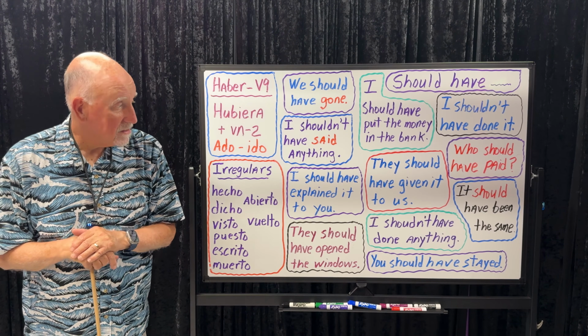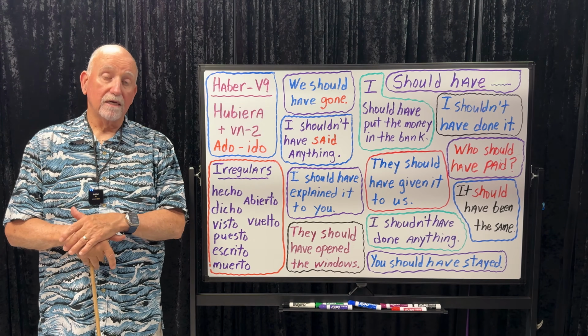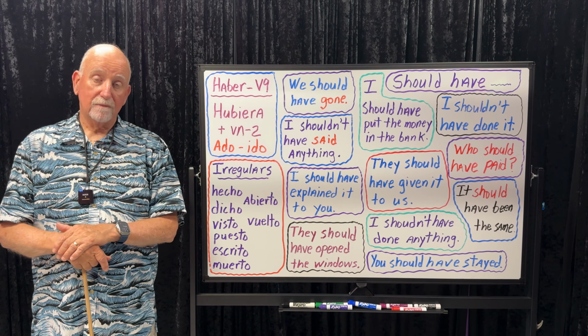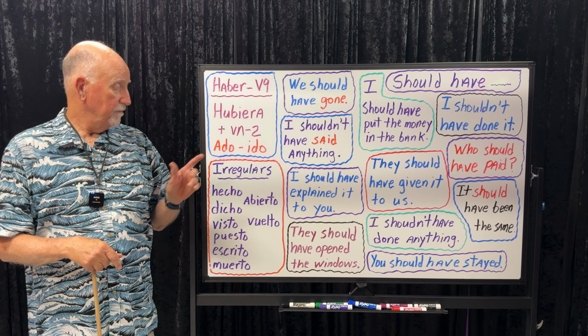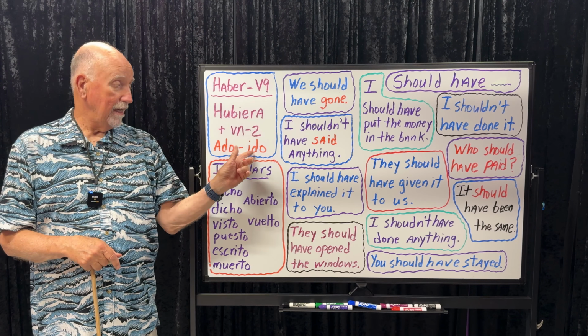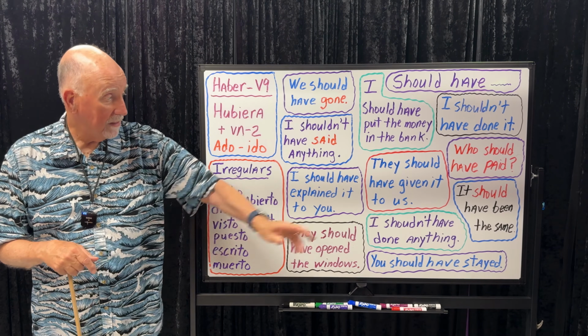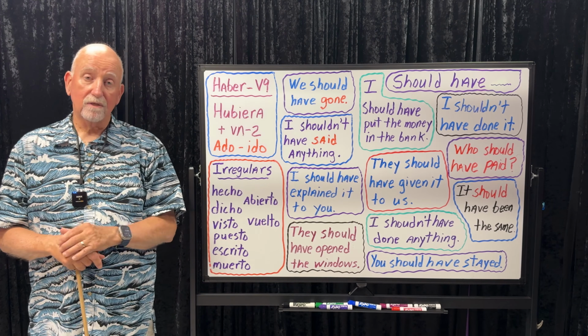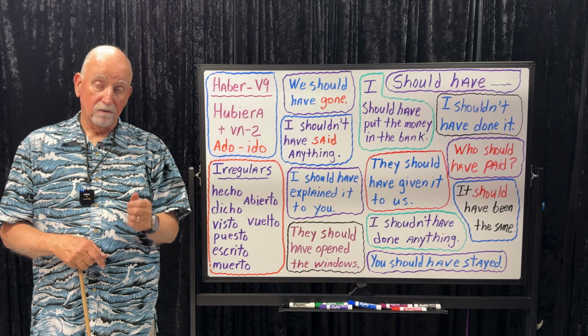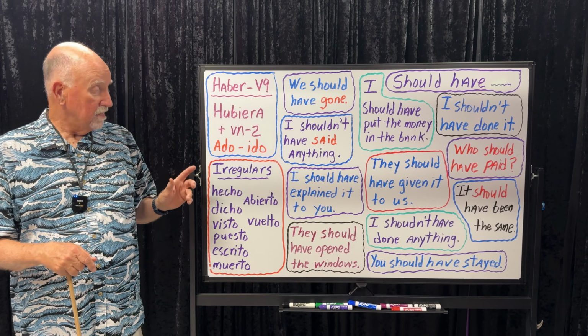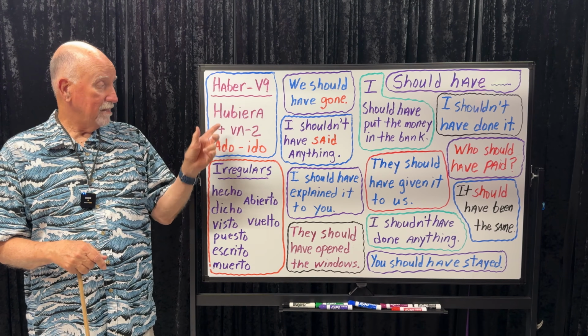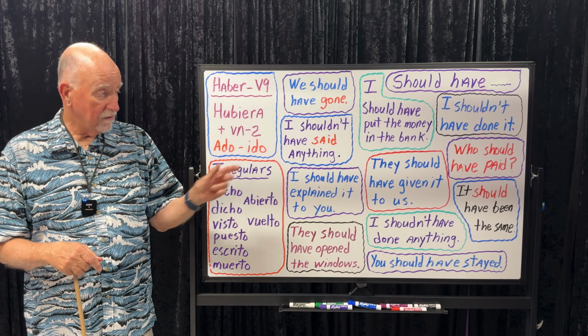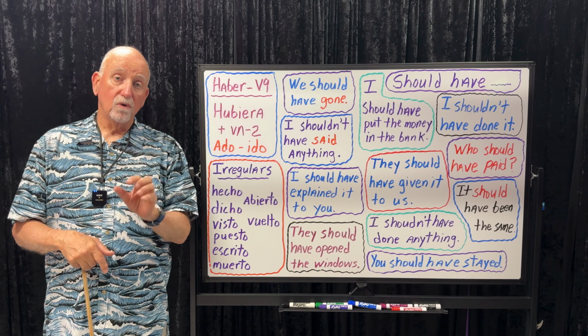It should have been the same. This is going to be the verb ser, S-E-R. So what's the past participle for ser? Take the ER off and add IDO, sido. Now when we get to it should, it is always the same as él or ella or usted. So it should would be hubiera sido. The same would be lo mismo.